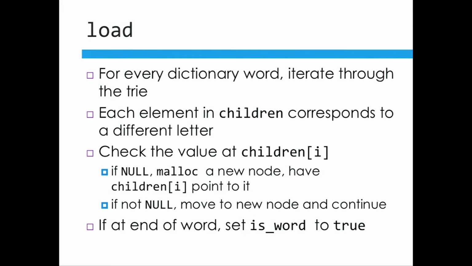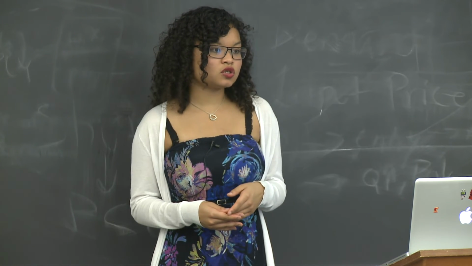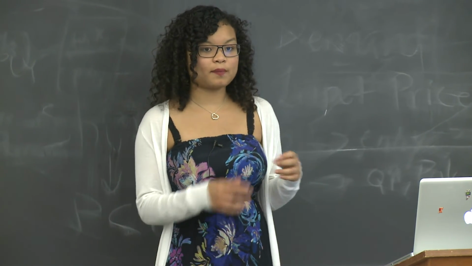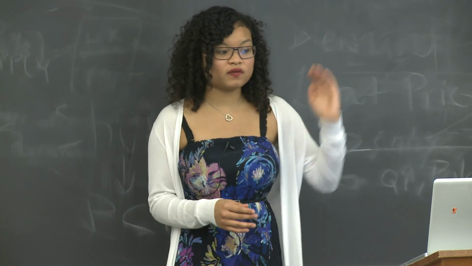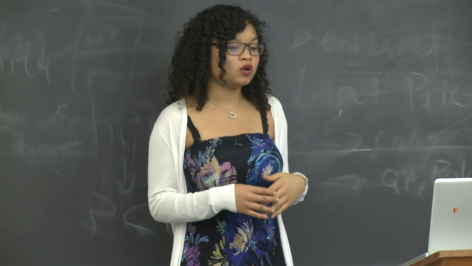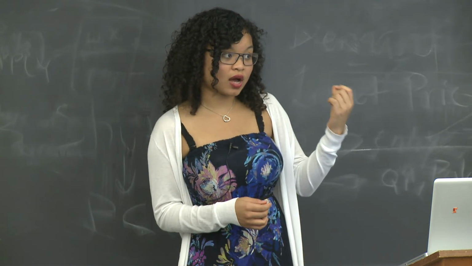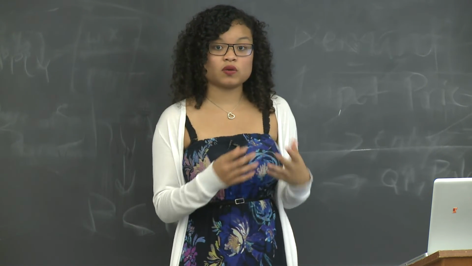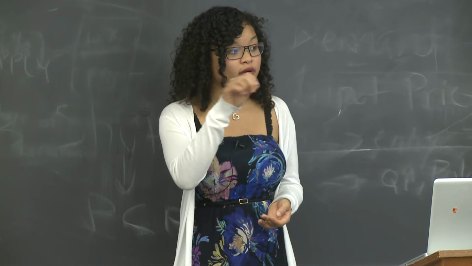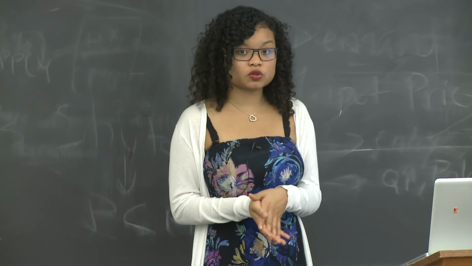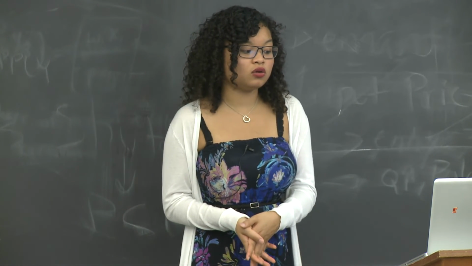Okay, so then you are checking the value at children i, where i corresponds to whatever letter you're at. If that's null, that means that there isn't currently any possible letter stemming from that previous sequence. So you're going to want to malloc and make a new node and have that children i point to it, making children i non-null and pointing into that new node.